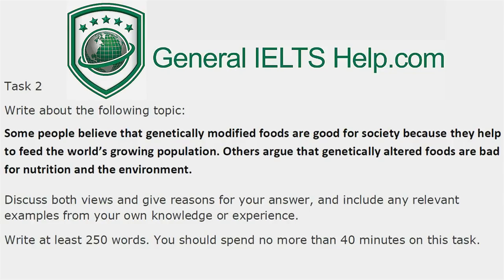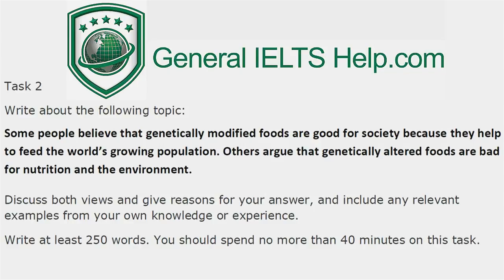Here's the sample essay which asks you to discuss both views and then support one over the other. Again, let's look at the question. Task 2. Write about the following topic.